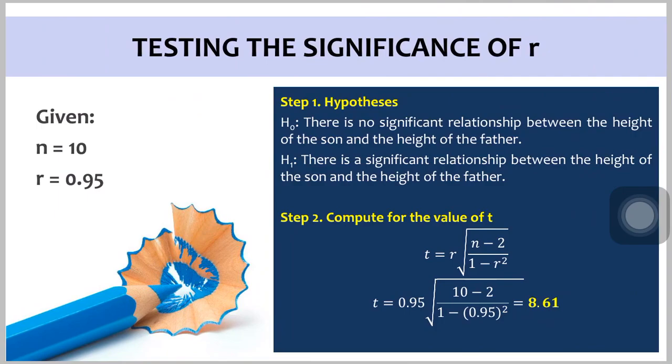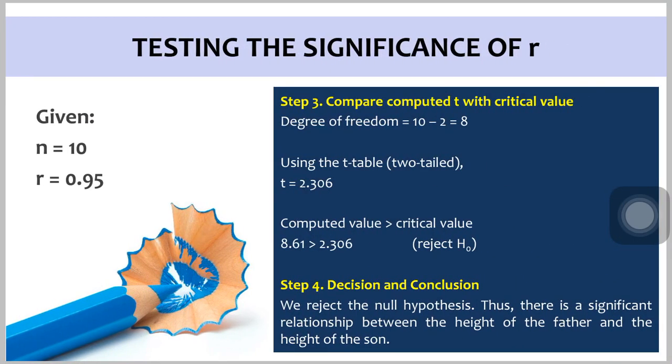Again, our n is 10 and our r is 0.95. We substitute these values in our formula. You can pause this video if you want to have some time in solving. Our computed t is 8.61. Let's compare this with the critical value. If our degree of freedom is 8, and using the table for two-tailed, our t is 2.306.